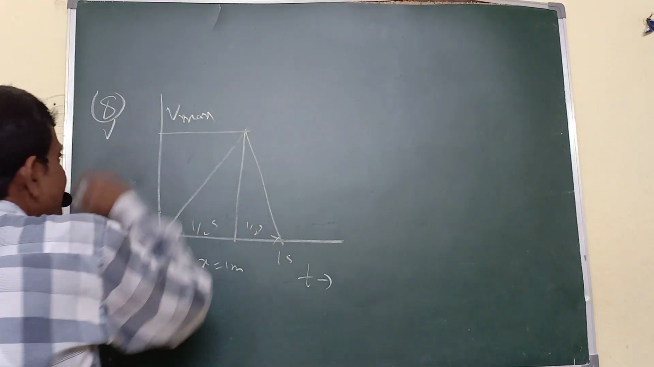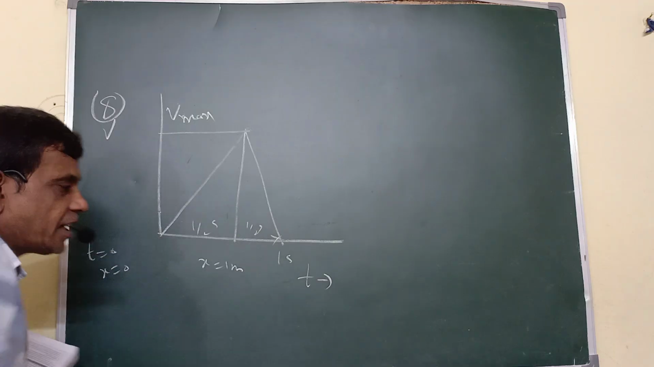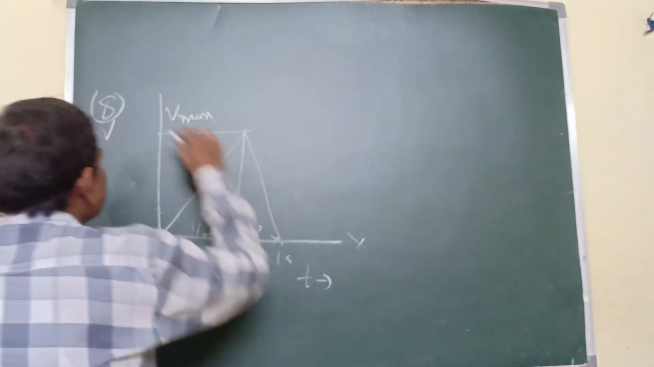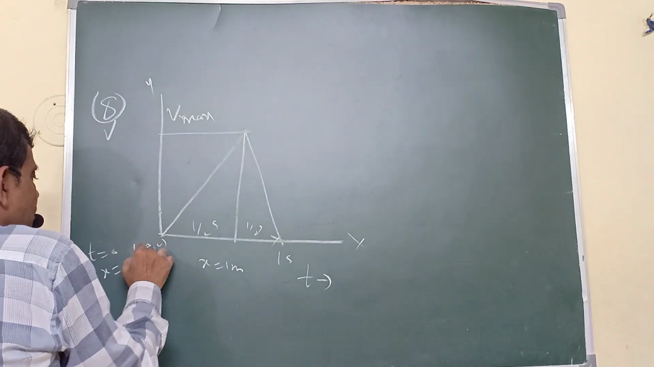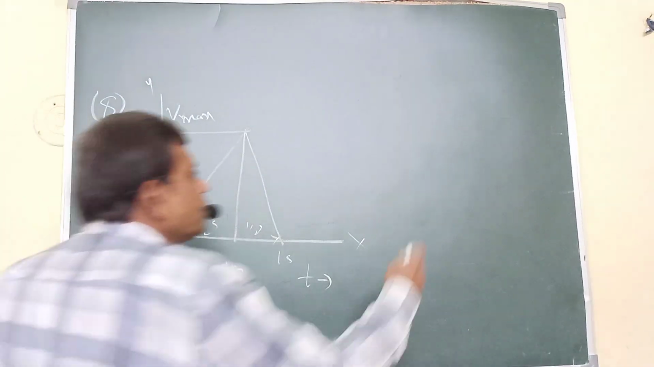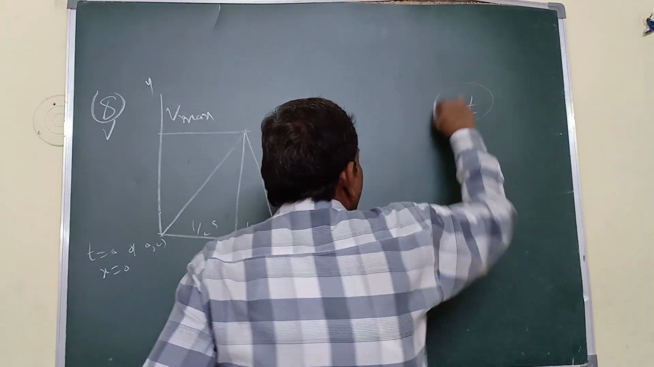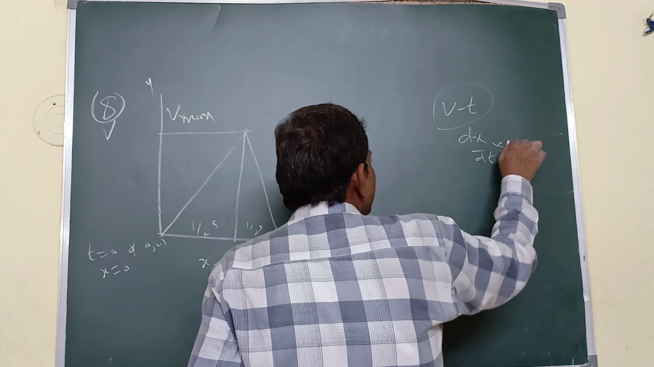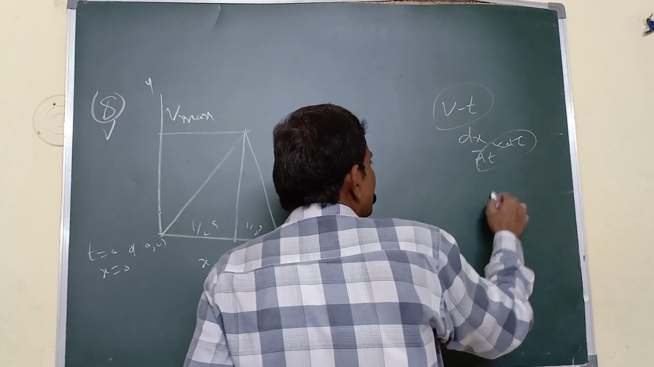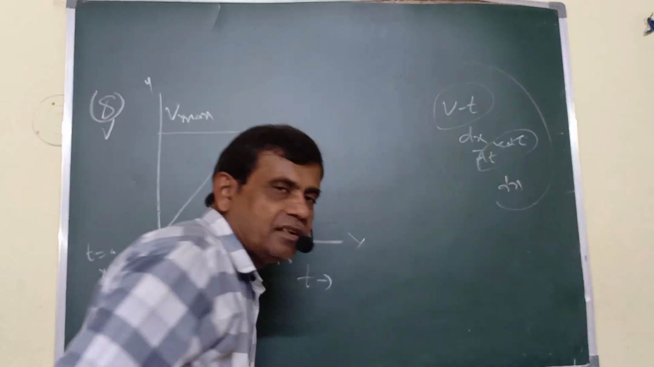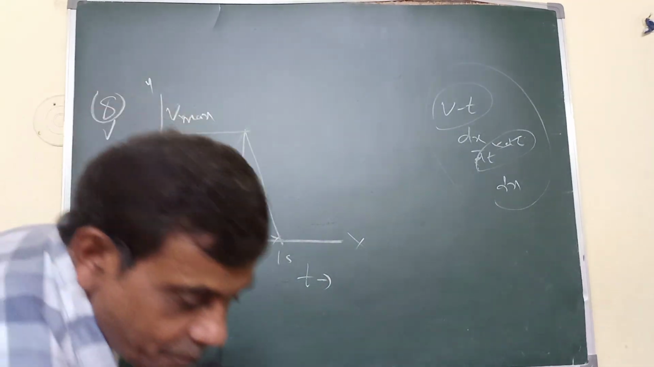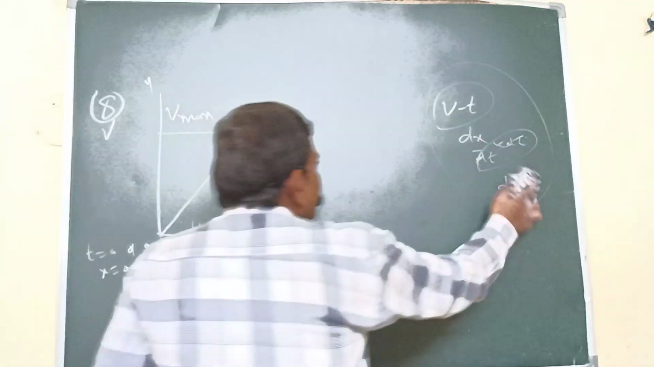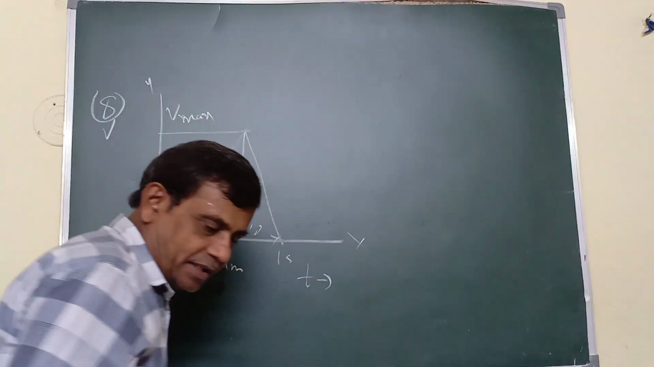This is the time and this is the velocity curve. The area occupied by the velocity-time curve with the x-axis gives what? Displacement. Why? Velocity is the rate of change of displacement, so velocity into time gives displacement. So we take the area under the velocity-time curve.